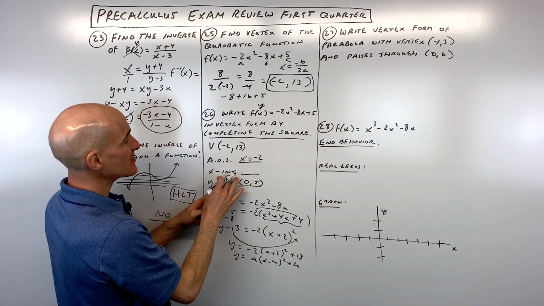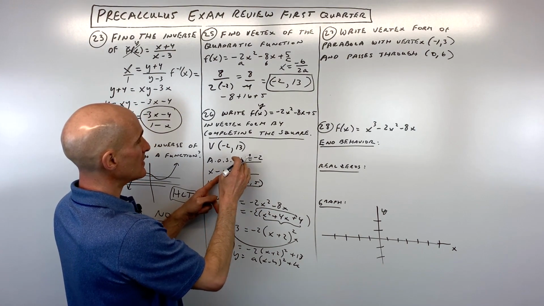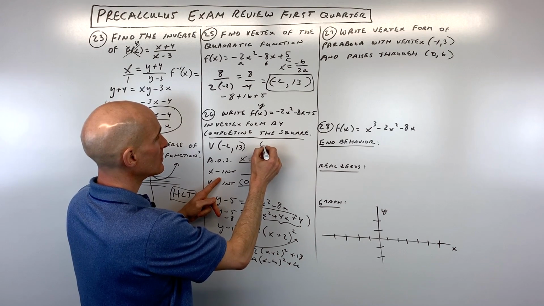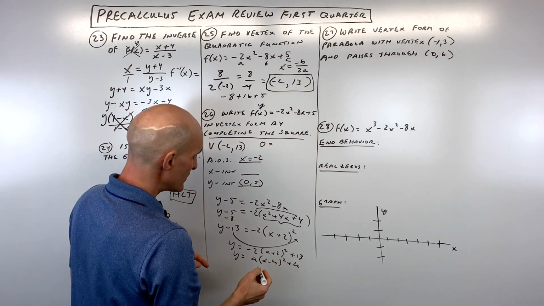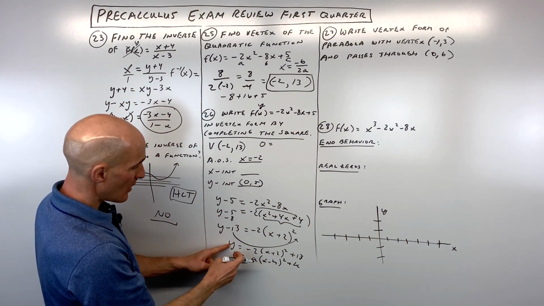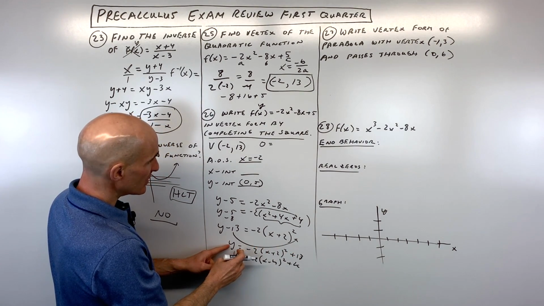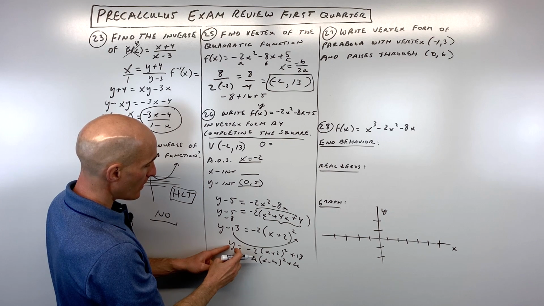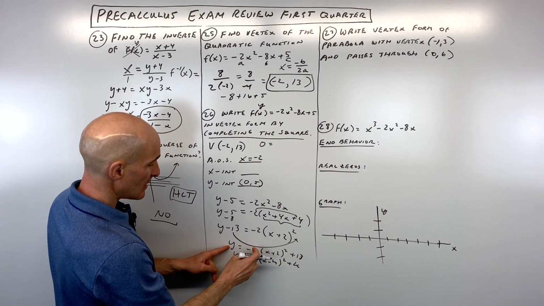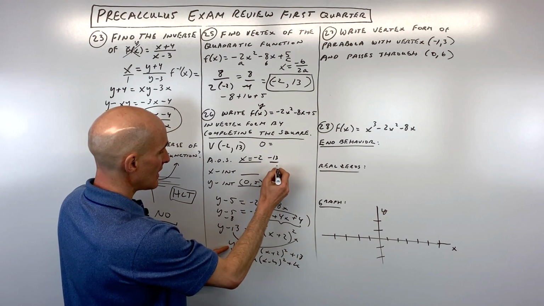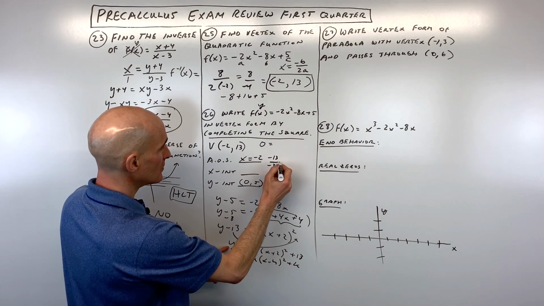But to find the x-intercept, what you want to do is set the y value equal to 0, okay, and solve. So in this case, what I would probably use is the vertex form one here, the one where we completed the square. So if y is equal to 0, I'm going to subtract 13. Okay, so that's negative 13.